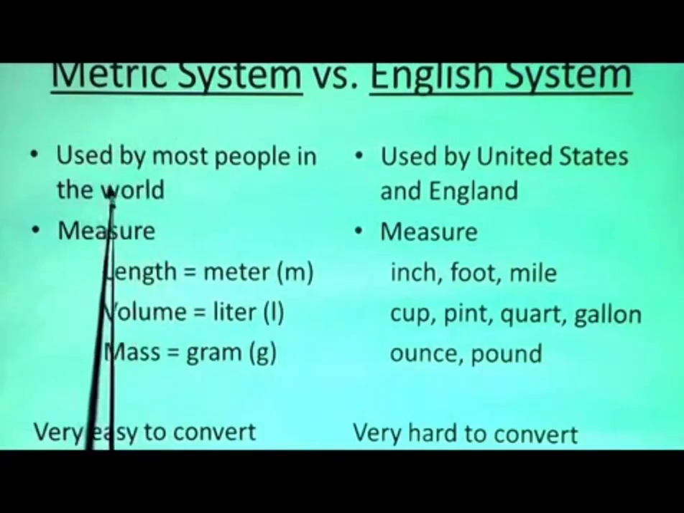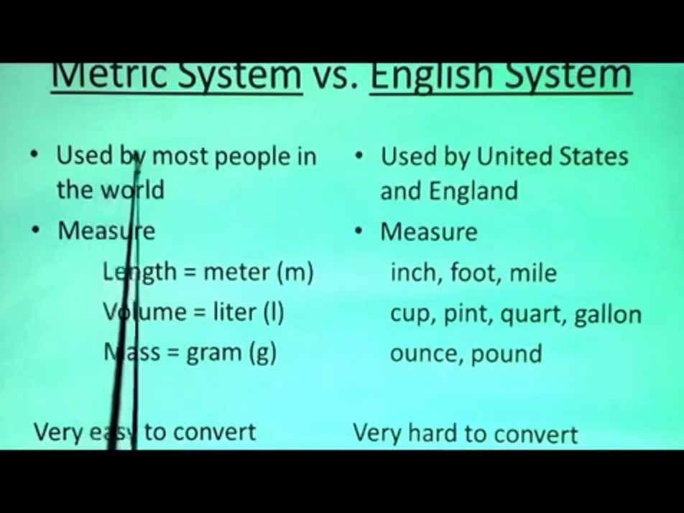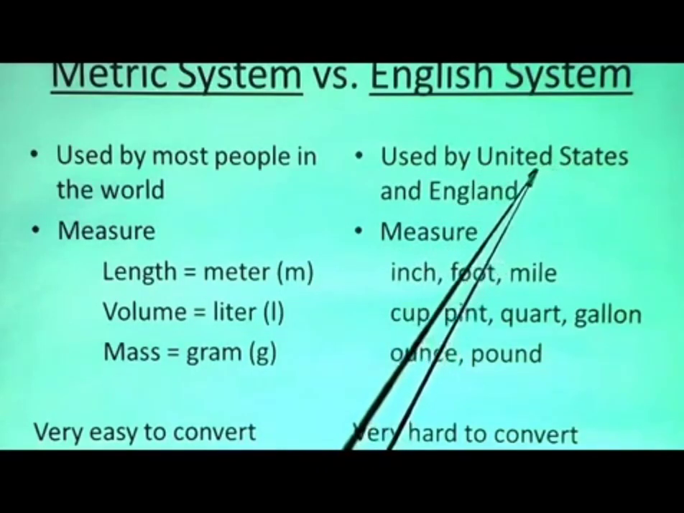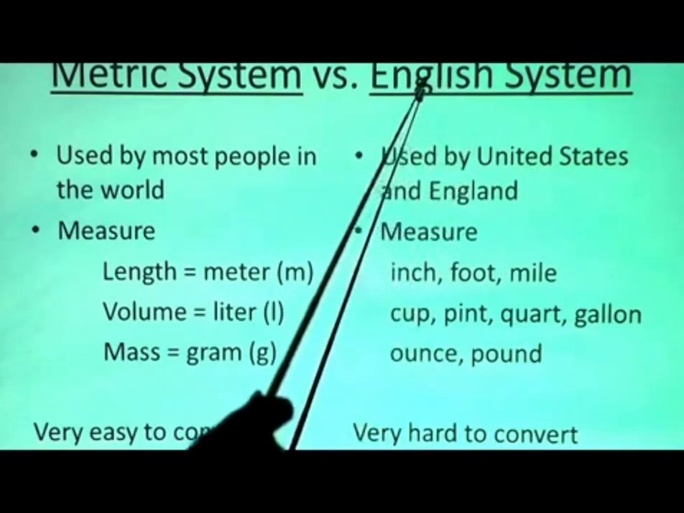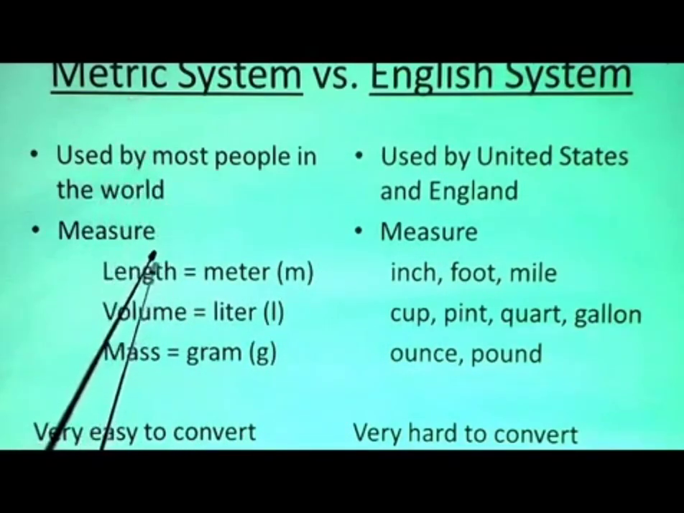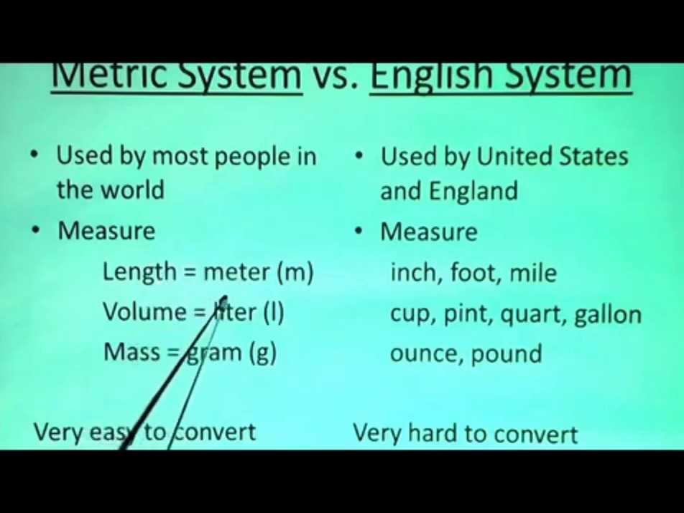The metric system is used by most people in the world, whereas the English system is pretty much used here in the United States and also England. That's why we call it English. The difference is, in the metric system, we have meters for length, liters for volume, and grams for mass.